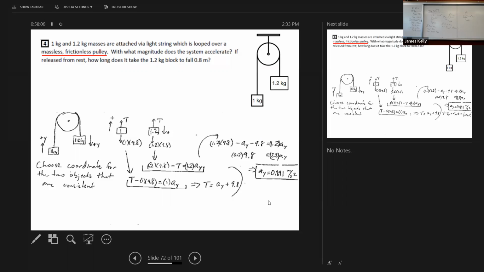What I want to do now, and then, well, I guess I should mention that there was another problem at the end here, which was if released from rest, how long does it take the 1.2 kilogram block to fall 0.8 meters? That means I know a distance and I want to know a time. Sounds like we should do y versus t with that quadratic equation. And we've just solved for the acceleration to put in there. We don't put in that 0.8.